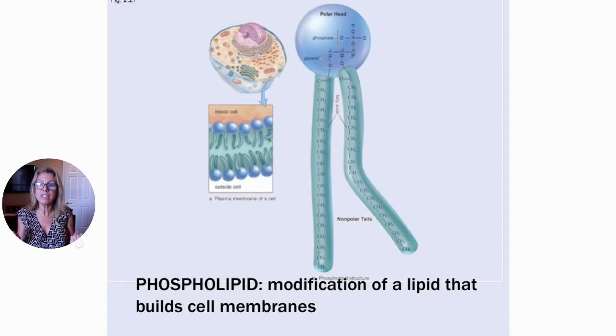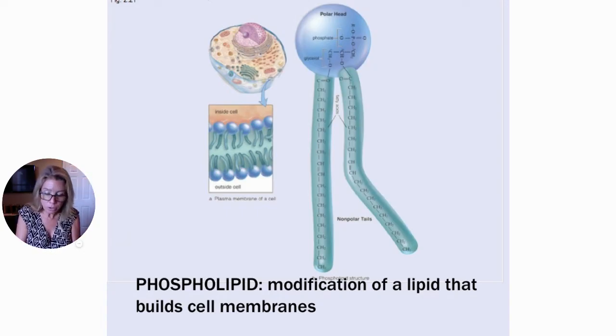So these bonds that you make are going to be polar bonds. That's why this is called a polar head. This would be hydrophilic, and these long fatty acid chains are hydrophobic. Okay, so this is what you call being amphipathic, which means it has two different properties on either end.